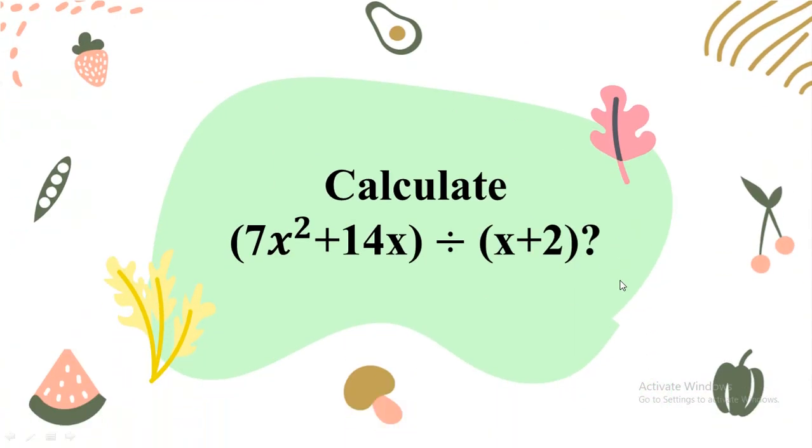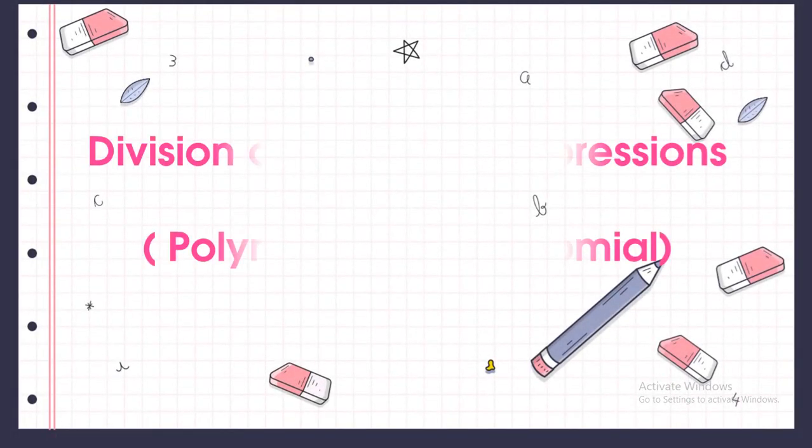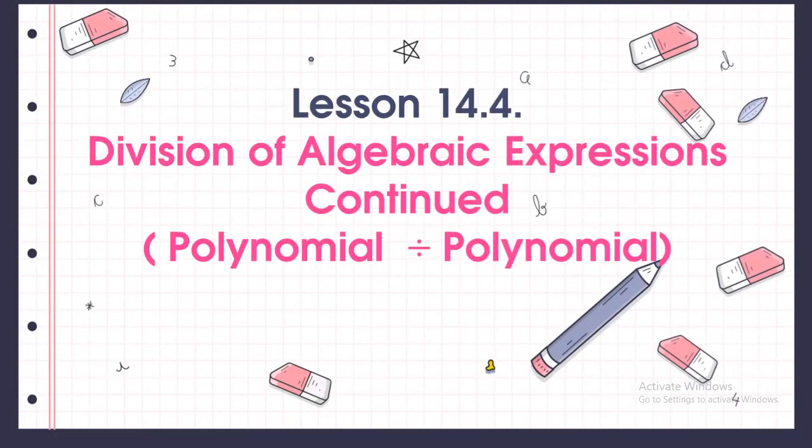So, calculate (7x^2 plus 14x) divided by (x plus 2). To solve the problem, we need to know how to divide a polynomial by a polynomial. Let's go to today's lesson to learn how to solve this problem.